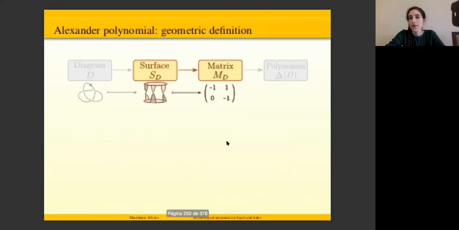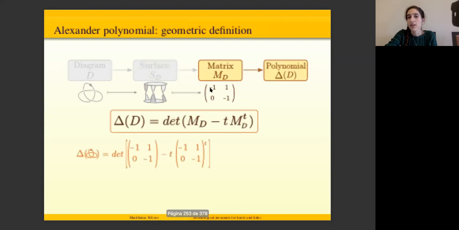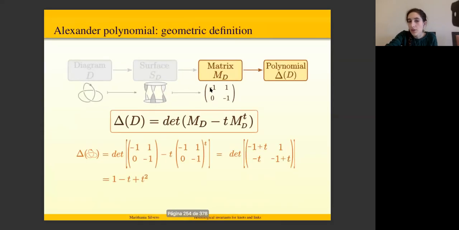And we are here. So we started with the diagram. We had our Seifert surface. From the surface, we constructed the matrix. And now to get the polynomial, we just get the determinant of this matrix minus t times the transpose of this matrix. So this is just computation. If you do this, you get 1 minus t plus t squared. Okay?